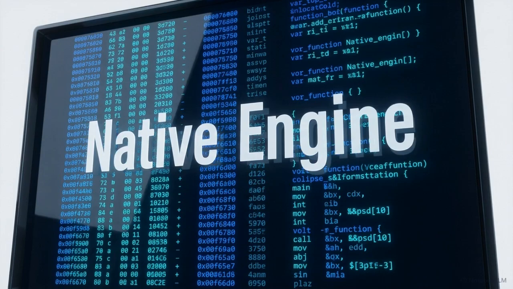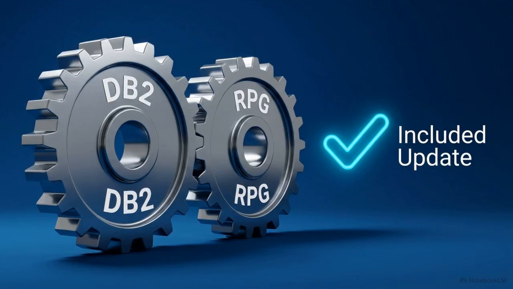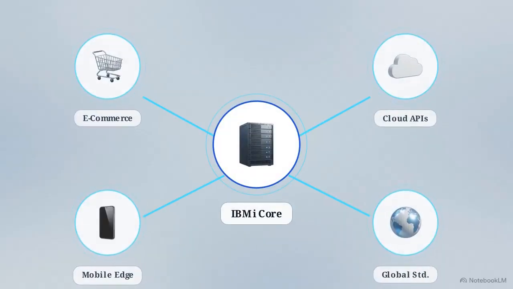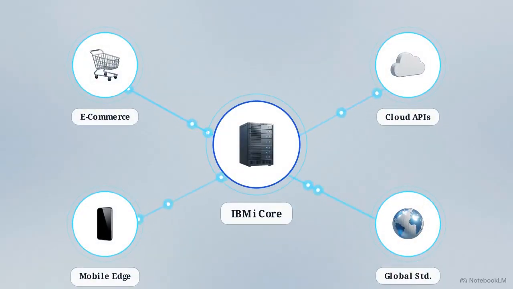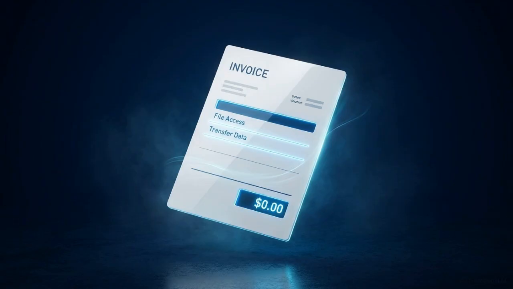These native capabilities operate directly within DB2 and ILE RPG. They provide deep system integration at zero cost for existing customers. Adapting to these formats ensures your IBM i operates as a modern, native participant in the global API economy without adding a single cent in licensing costs.